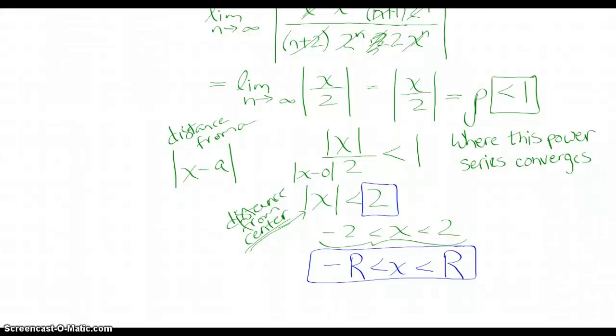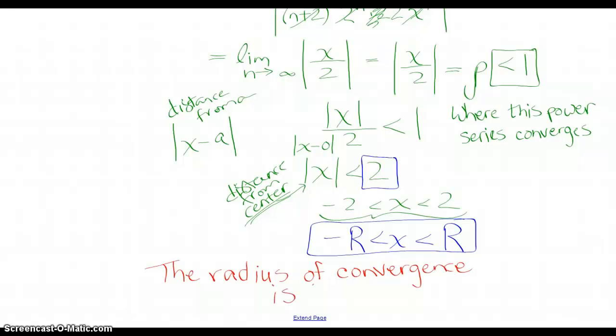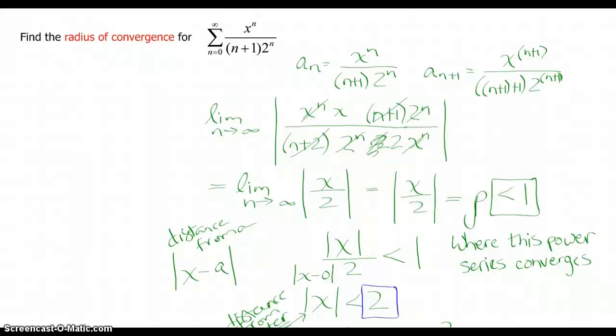So here, we're done. The radius of convergence is 2. So we go along the real number line a radius or a distance of 2. There's 2, and there's 2. So our radius of convergence, if you want to look at it like that, would be 2 in either direction. Okay, so that's radius of convergence for a series centered at 0.